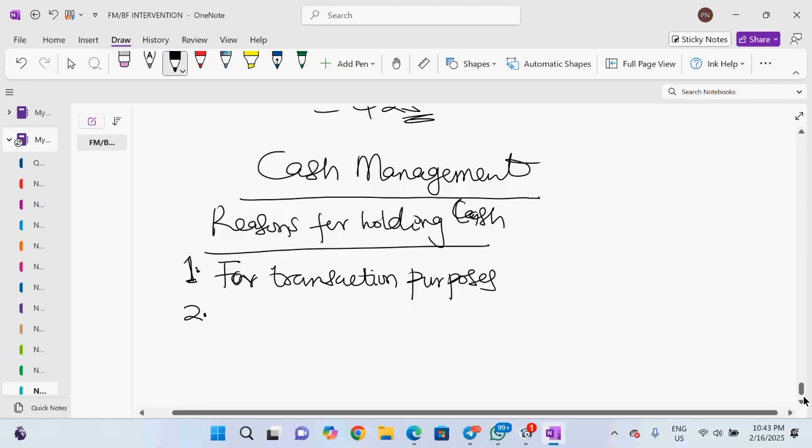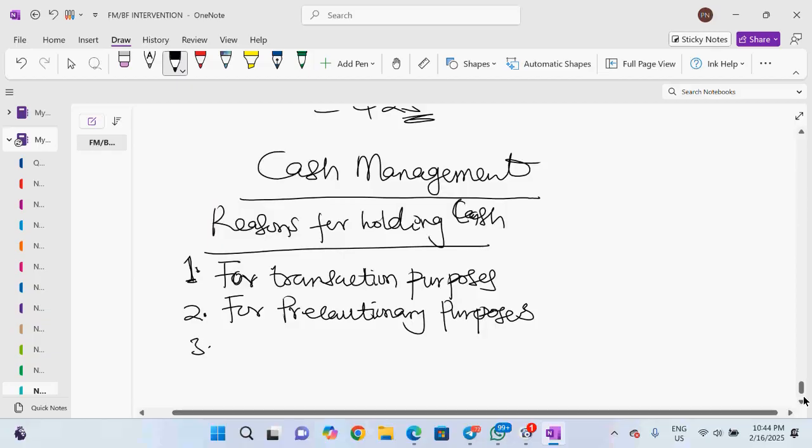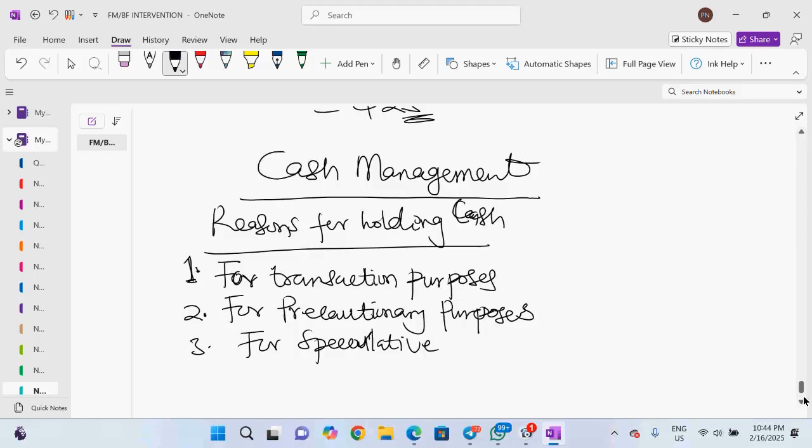So for transaction purposes, then for precautionary purposes. What else? For speculative what? Purposes.